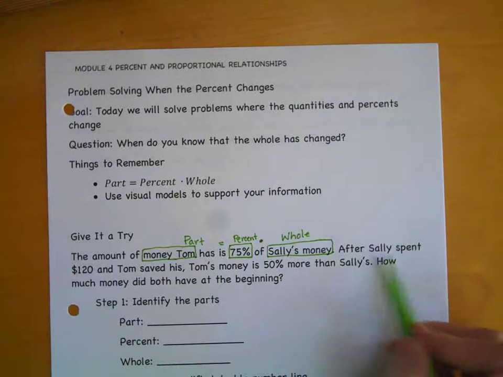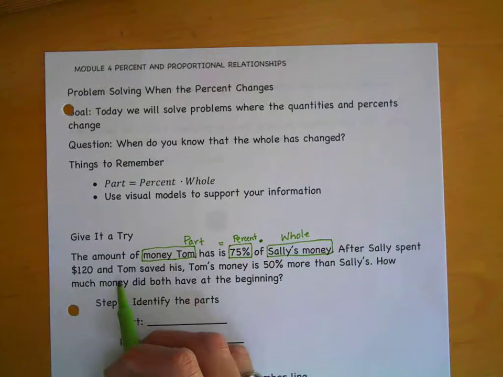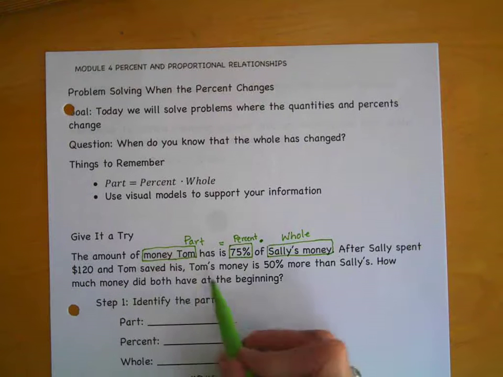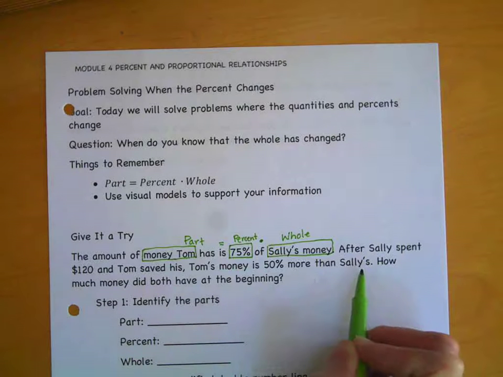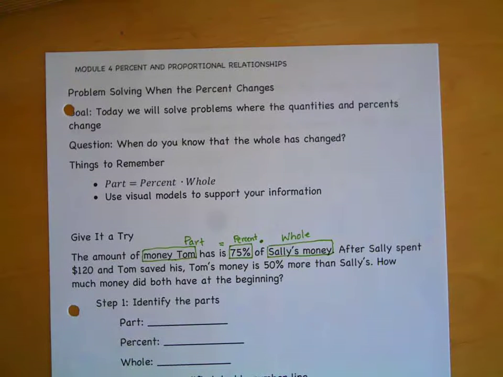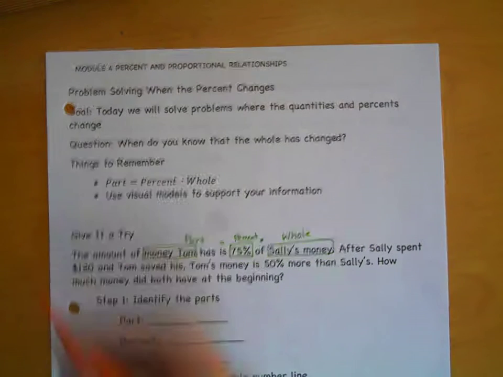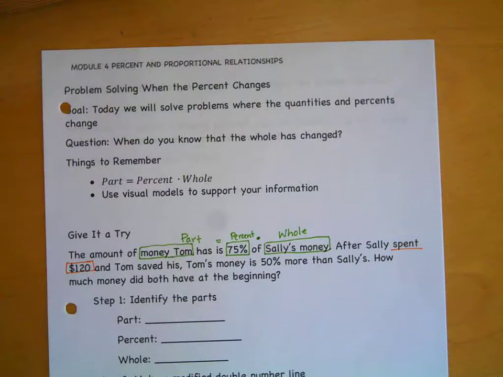Okay. Then it says after Sally spent $120. So that means that Sally had an amount of money. She subtracted $120 and Tom saved his. It now says that Tom's money is 50% more than Sally's money. How much money did they both have at the beginning? And so again, I would say another important quantity would be that she spent $120. So that means that she subtracted $120 from her amount, whereas Tom saved his.